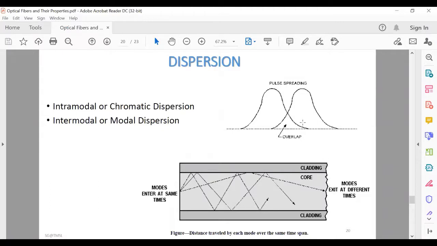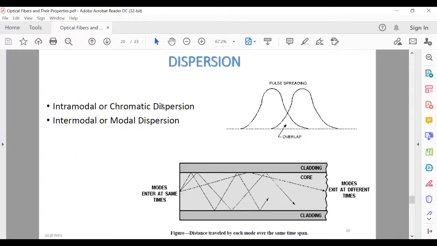Now, this spreading of the optical pulse as it travels along the fiber limits the information capacity of the fiber. In the case of intramodal or chromatic dispersion, it depends primarily on the fiber materials. There are two types of intramodal dispersion. The first type is material dispersion, and the second is waveguide dispersion.